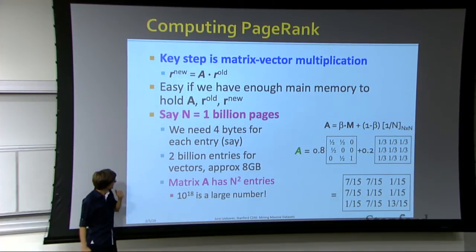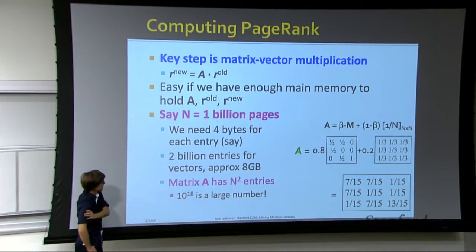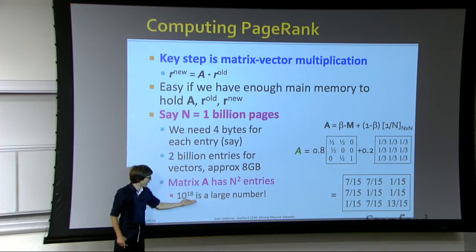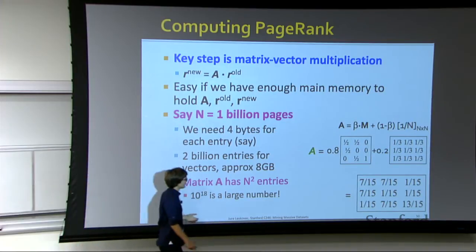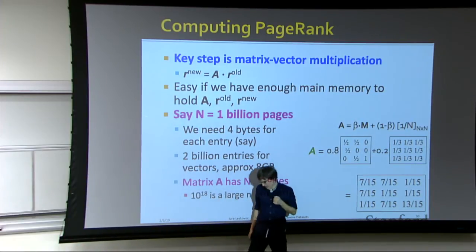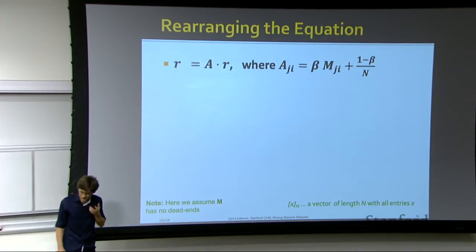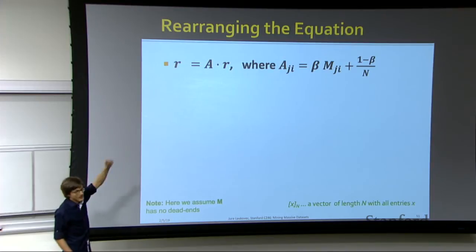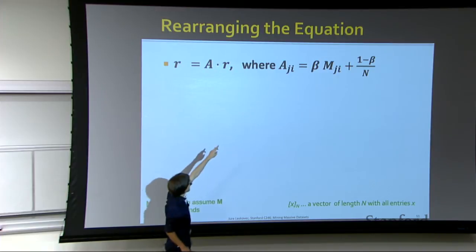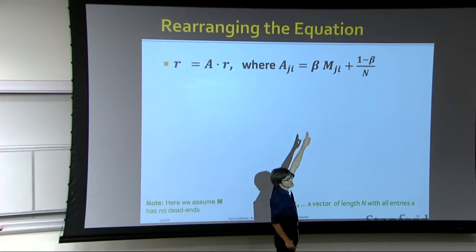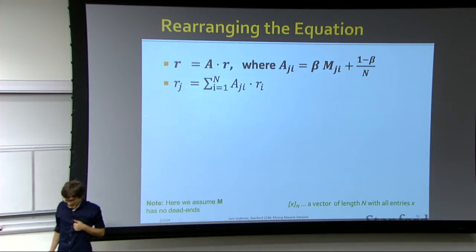And as I said, the problem becomes that if I have 1 billion pages, I would need basically 1 billion squared number of entries to represent my matrix A. So I cannot do that even if I wish to. So what I will do is the following. What we have so far, we want to run this power iteration over this matrix A, where A_ji is beta times M_ji plus (1 minus beta) over N. That's what my matrix A is.